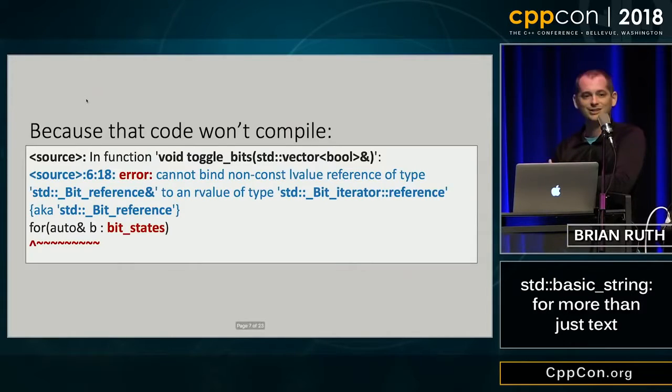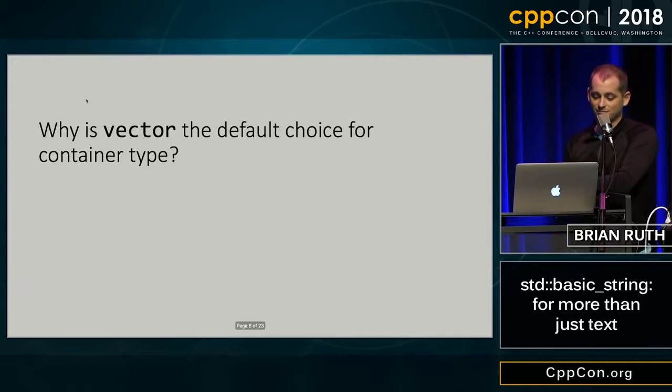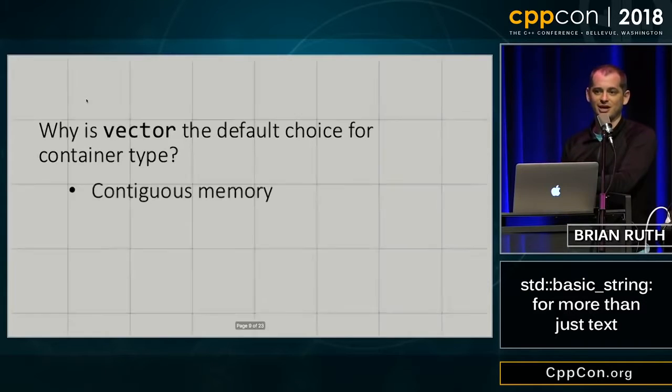You go to compile it, and you get an error like this. It really doesn't tell you why vector of bool doesn't compile, that it's not a container, and that the things it's returning aren't really bools, they're things that pretend to be bools. But, okay, vector of bool aside, why do we choose vector? Why is that the default container type?